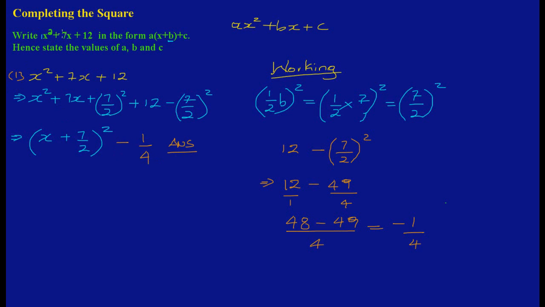What we had done was write this in this form. Now, in the next part, we were asked to state the values of a, b, and c. The coefficient of x² in the general form is a, so a is equal to 1, because the coefficient of x² is 1. My b, let me identify it in red, is this b here, so b is 7 over 2. My c is the constant out here, which in this case is negative a quarter. And that's it.